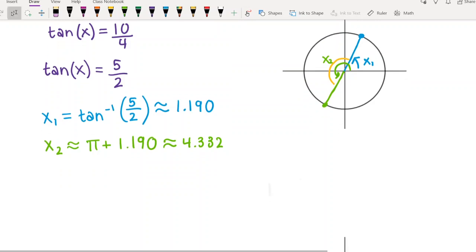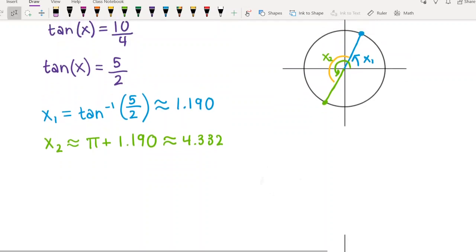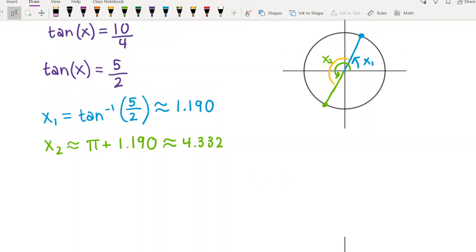So when we actually go to write down our answers, and you might remember this from the video earlier this week where we were also working with tangent, you actually don't need to write both of these down. Because the period of tangent is pi, if you're trying to find all solutions, you can just say one of them plus pi k. It doesn't really matter which one you pick, but the more standard thing is to say x is equal to 1.190, the first one, plus pi k.